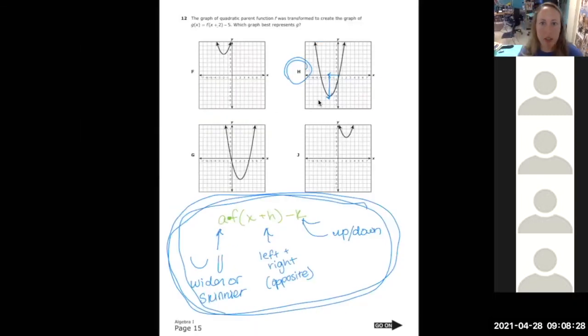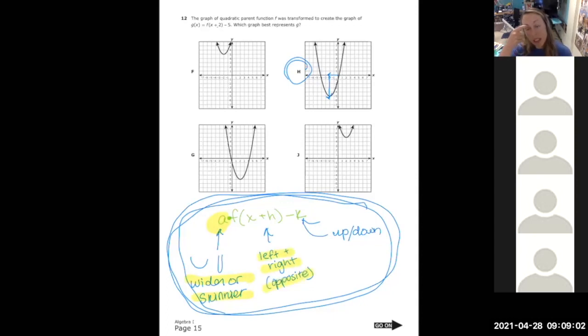Okay, so here's our notes that we took before on transformations. So as you can see, the number in front of the f. So I would write this down if you didn't the last time, because there's always at least one question about this on the STAAR test, usually more. So the number in front of the function makes it wider or skinnier. The number inside the parentheses moves it left and right, and it's the opposite of the sign.